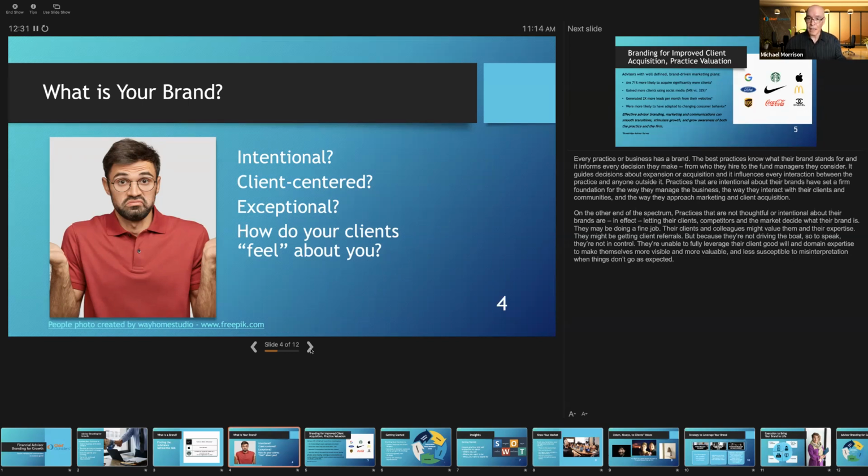They may be doing a fine job. Their clients and colleagues might value them and their expertise. They might even be getting client referrals. But because they're not driving the boat, so to speak, they're not in control. They're unable to fully leverage the client goodwill and domain expertise to make themselves more visible and more valuable, and less susceptible to misinterpretation or client attrition when things don't go as expected.